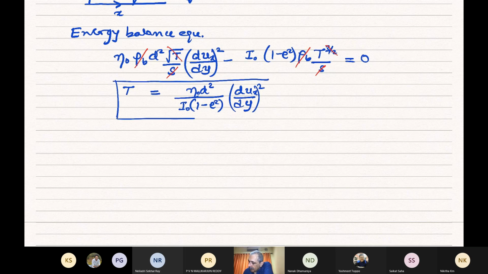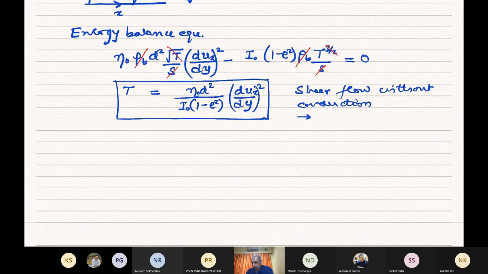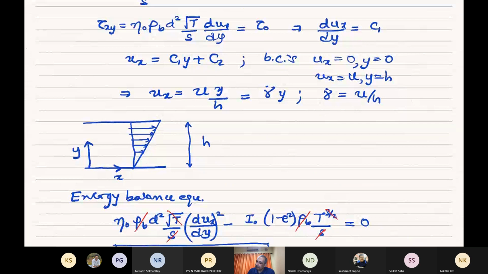So this is a really nice result, and in some sense it's a general result. And what it says is that if you have a shear flow without conduction, then your temperature is just proportional to your velocity gradient dux by dy whole square. And with this, we have completely solved the problem.